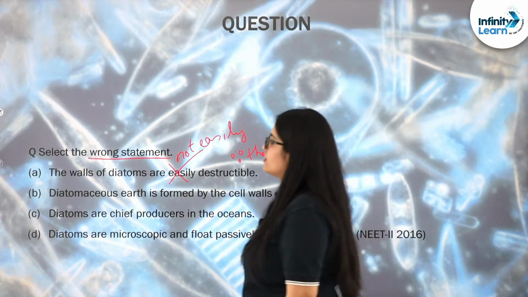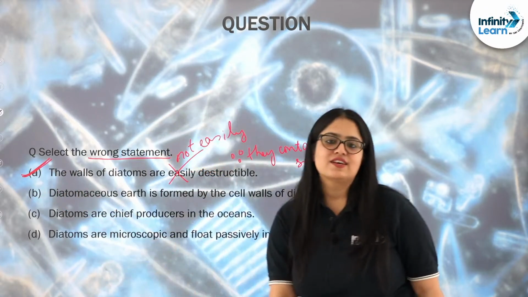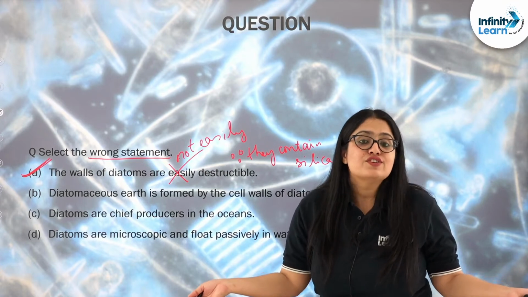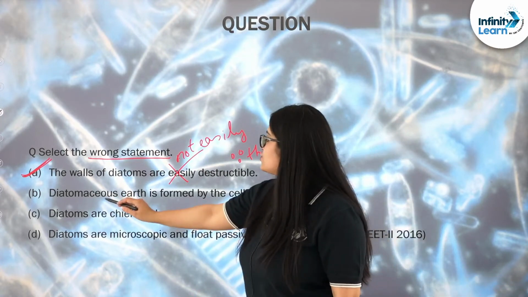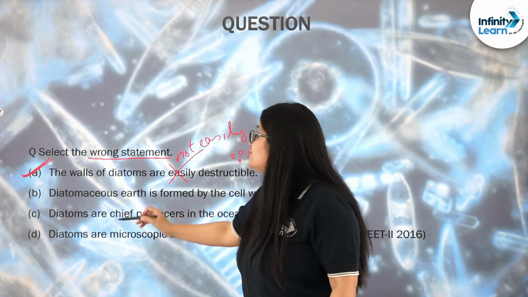So we already got the answer to this question because it is saying about the wrong one, but let me read out the next three right also for you because it is a revision session, right? So diatomaceous earth is formed by the cell wall of diatoms. I already explained. Diatoms are the chief producers.